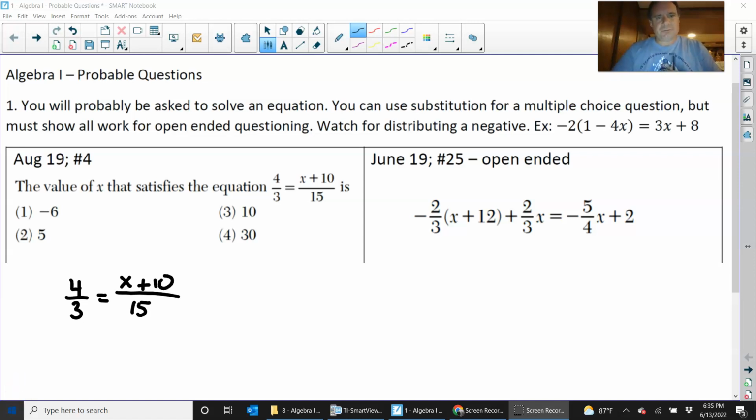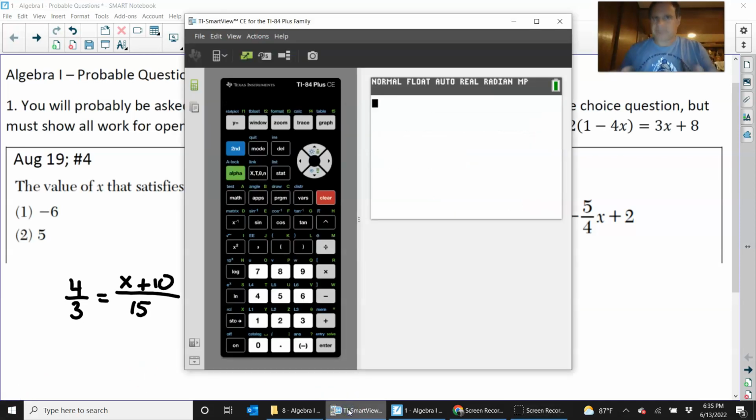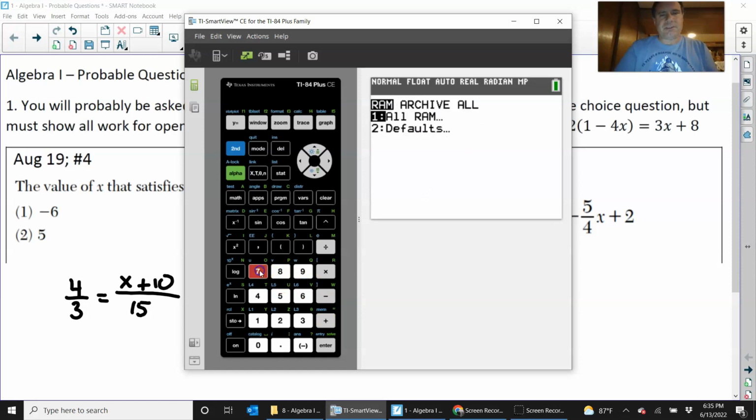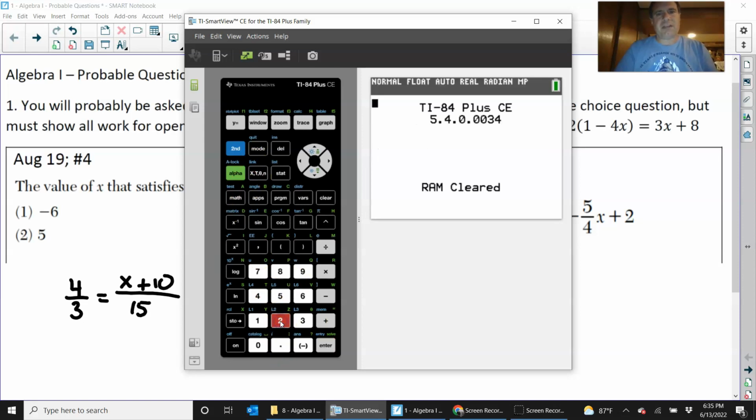As usual, we're just going to go through right now how to reset the calculator. It's the first thing that is being asked of you in the beginning of the test. The proctor is going to say reset the calculator. You press second function plus, then you go to 7, reset, and then it's on all RAM already. You press enter, and then you go to 2 for reset.